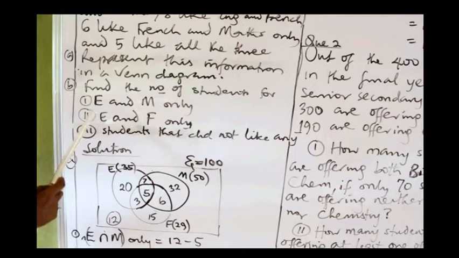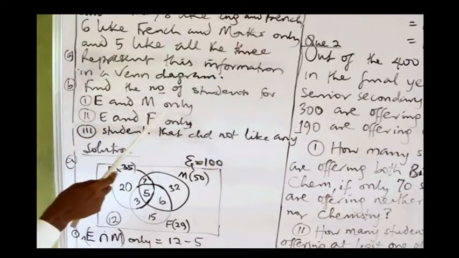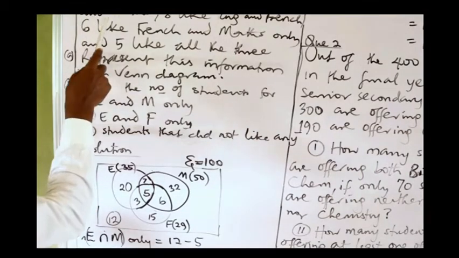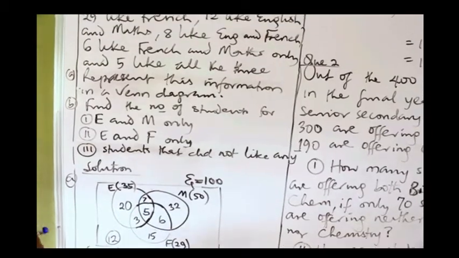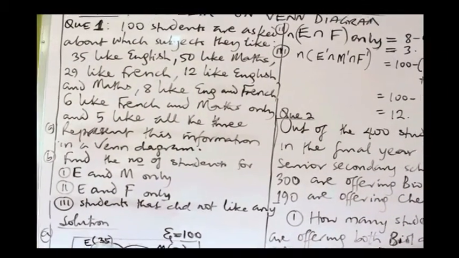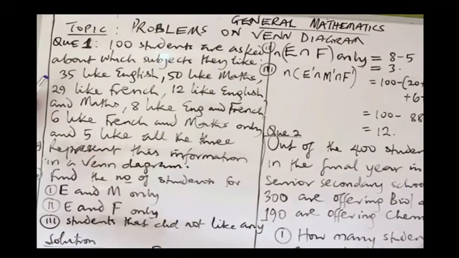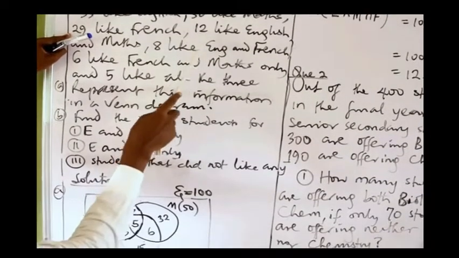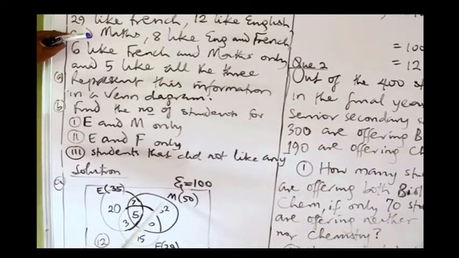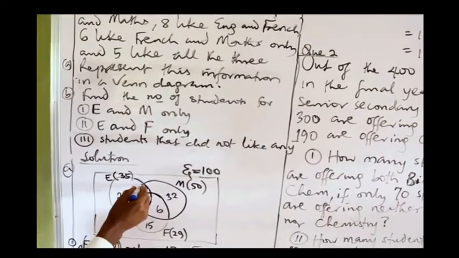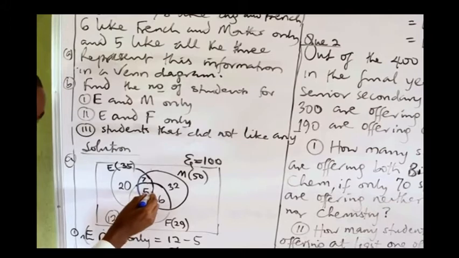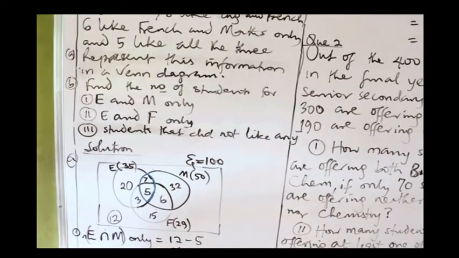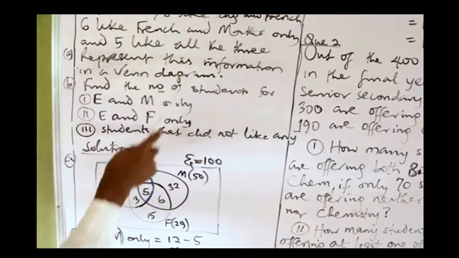So indirectly, we must get these answers before we can draw the Venn diagram properly. So question B, how many people do English and math only? In this question, we are given 35 like English, then 50 like math, followed by 29 like French. Now, 12 like English and math. That 12 represents this region, the region where English and math are overlapping.